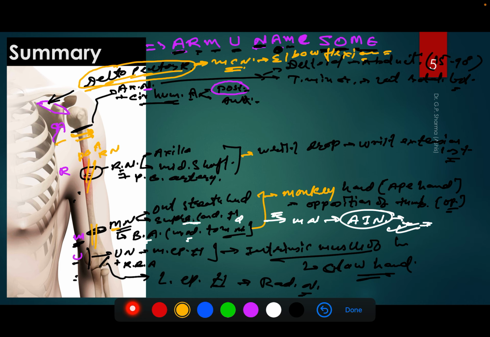So remember ARM: in the surgical neck fracture, the axillary nerve is injured. If you have the shaft fracture, the radial nerve is injured. If you have the supracondylar fracture, the median nerve is injured. If we have the medial epicondyle fracture, the ulnar nerve is injured. So remember like this, from above to below, and these are the formulas you can remember.